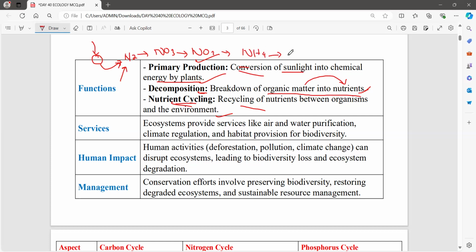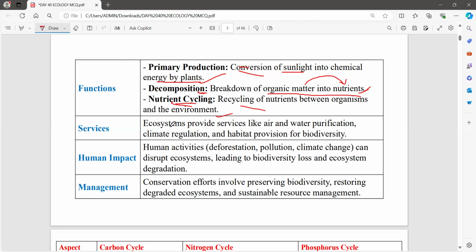And after that, it will once again be converted into nitrogen and released into the atmosphere. So once again, it will be taken in and fixed by the plants, more specifically the leguminous plants. Okay, so this is how the nutrient cycle works between the organisms and the environment.